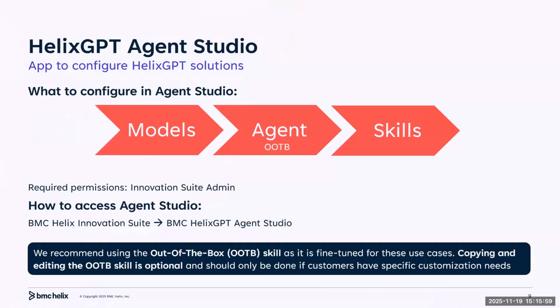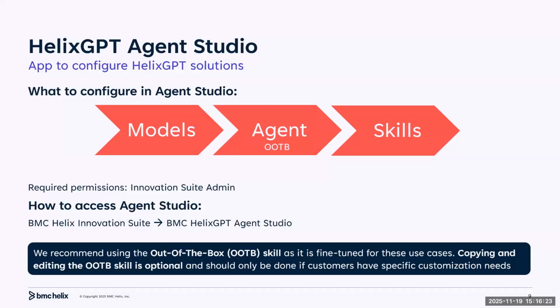Moving to the next slide. One of the important slides is the HelixGPT Agent Studio. While you are configuring the Service Catalog Curator, we are configuring three modules. First one is the models. Another one is the agent. We are using the out-of-the-box agent, and we are using the out-of-the-box skills.